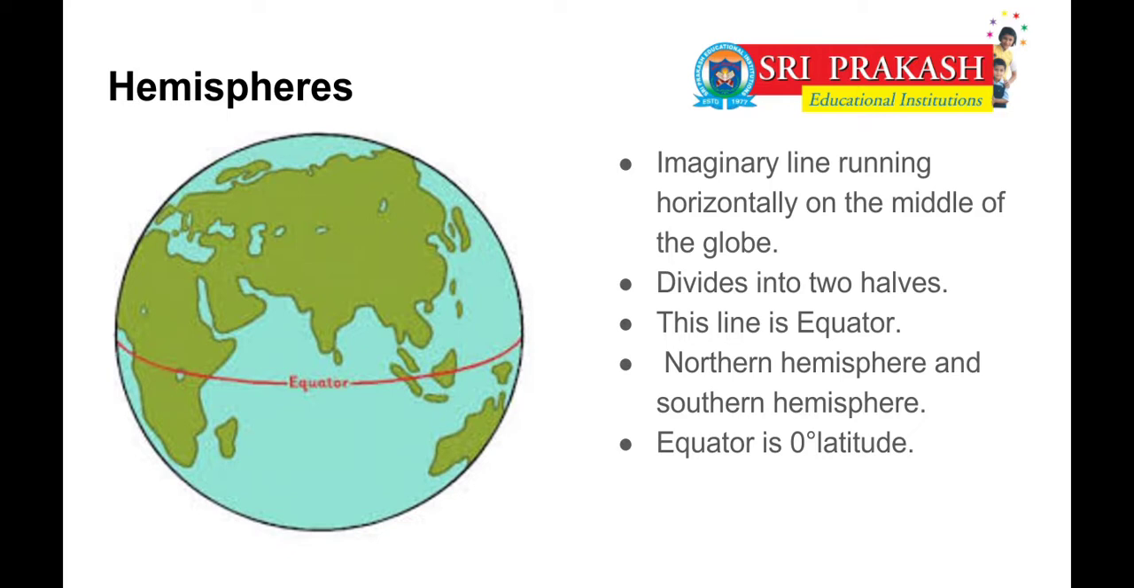What about the hemispheres, children? If we observe the globe, there is one middle line which passes from east to west. This middle line is called the equator. What do we call it, children? Equator. It is an imaginary line which runs through the middle of the globe. It divides the globe into two parts, children.